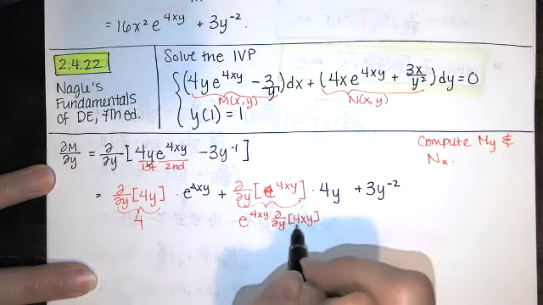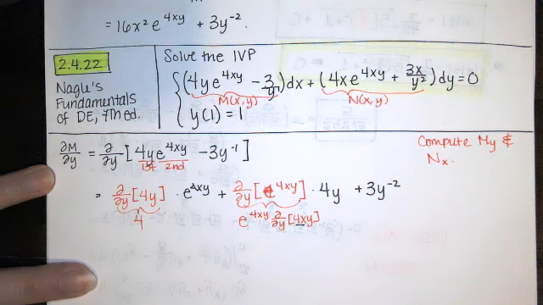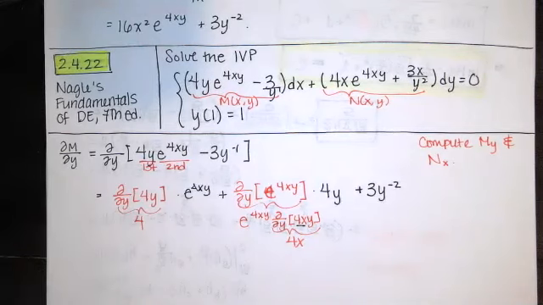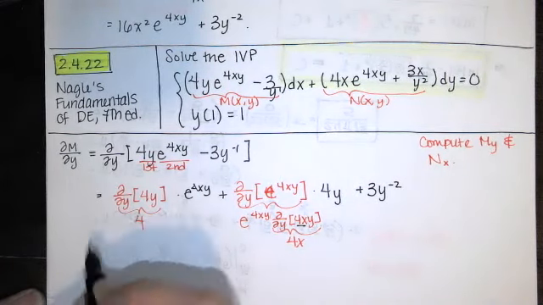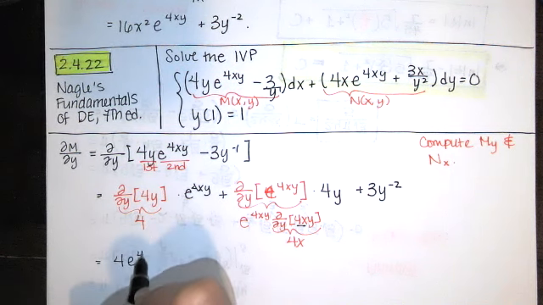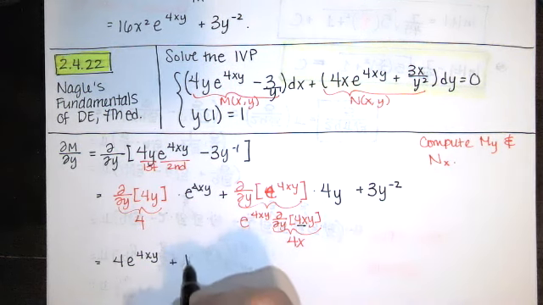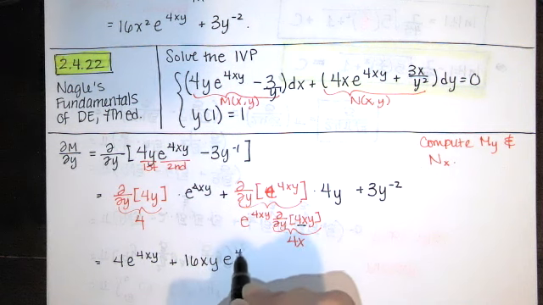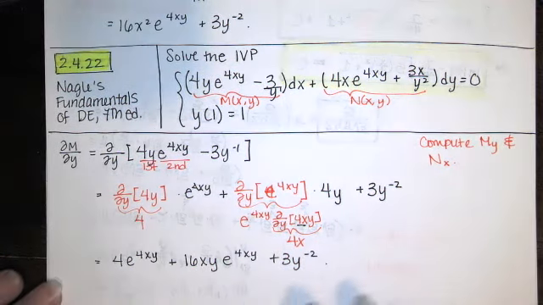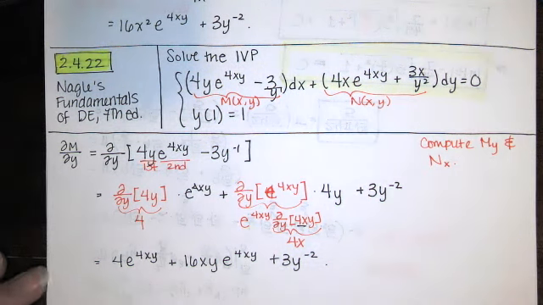So then if that's the case, I'm thinking of this 4x as a constant. This is the partial derivative with respect to y of a constant times y. Well, the partial derivative with respect to y of a constant times y is just the constant, which in this case is 4x. So the partial derivative of M with respect to y is 4 times e to the 4xy plus 4y times 4x, which is 16xy, times the exponential, plus this 3y to the -2. So now we want to compute the partial derivative of N with respect to x and see if we get the same result.